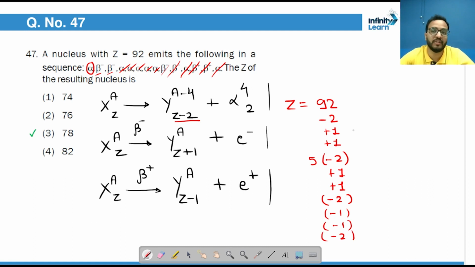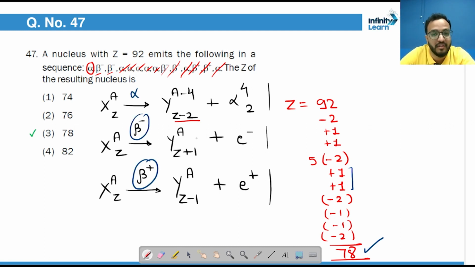Now can you do this? Just do this calculation and your answer will come out to be 78. Got it? 92 minus 2, that is 90, plus 2, 92 again, minus 10, 82, plus 2, 84, minus 2, 82, minus 1, 81, 80, minus 2, 78. So what is the final answer? 78. Got it? Like this we will function. Since this is alpha decay, this is beta negative decay, this is beta positive decay, Z minus 2, Z plus 1, Z minus 1 happens.